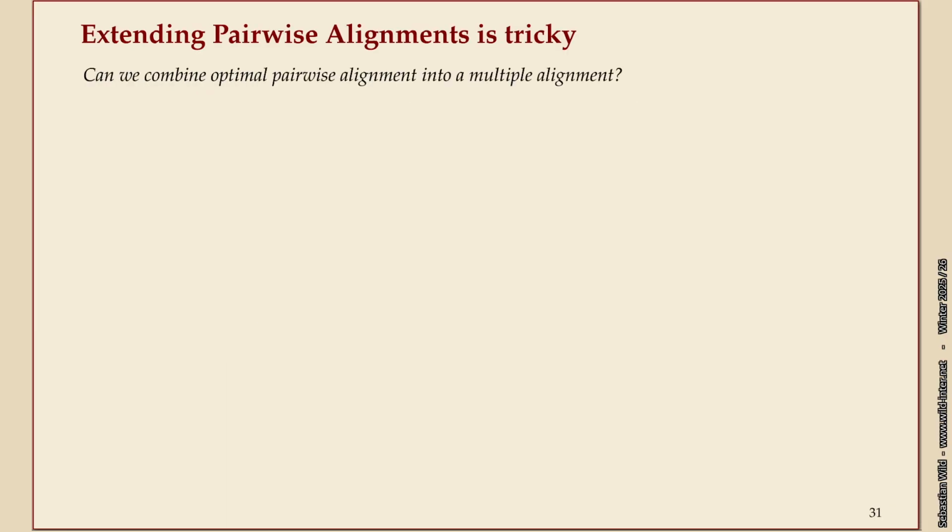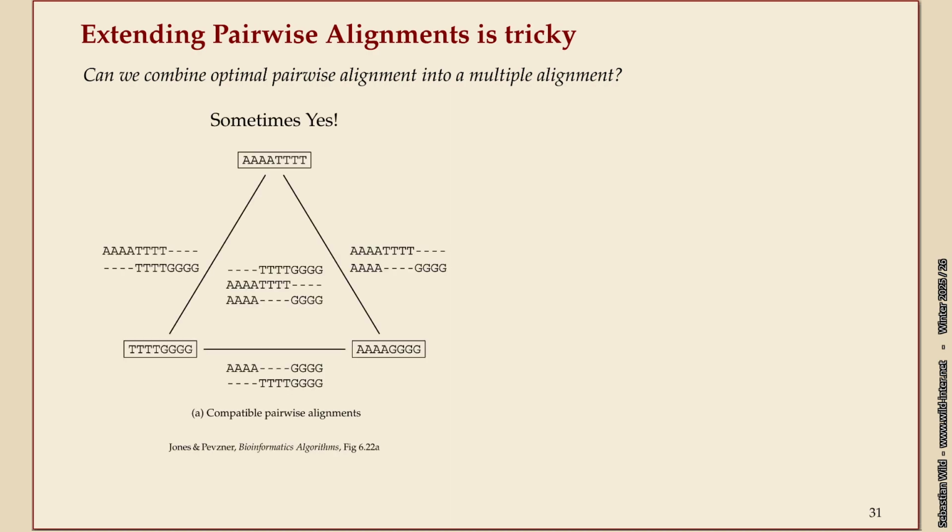That's at least something worth trying. And sometimes it works. For example, here are 3 strings. They're not at all chosen specifically to illustrate a point. One has A's and then T's, then this has T's and then G's, and this has A's and then G's.